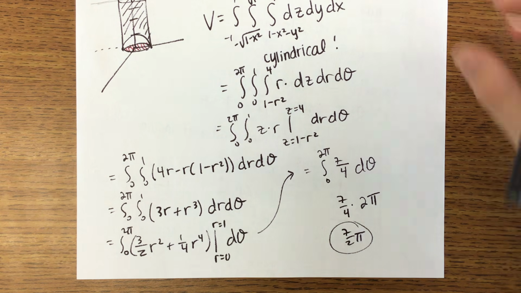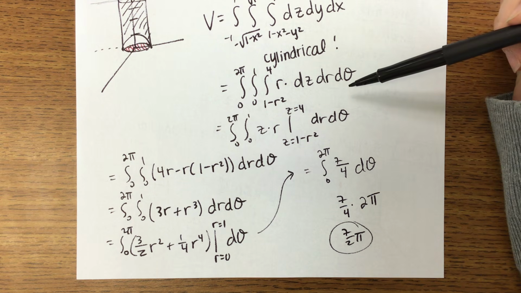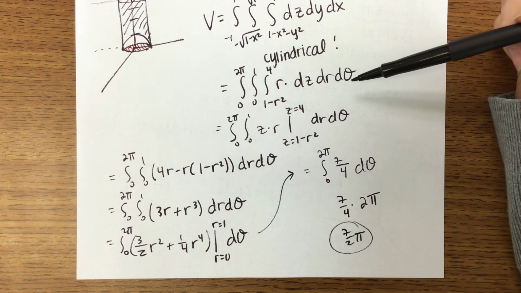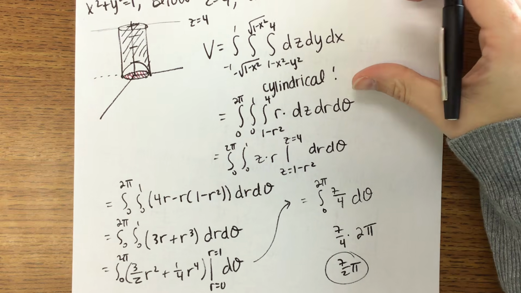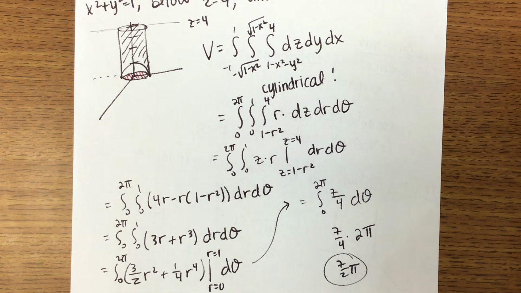Okay, hopefully we can see that integrating in cylindrical is much nicer in this case than rectangular. Questions on this one before we go on?